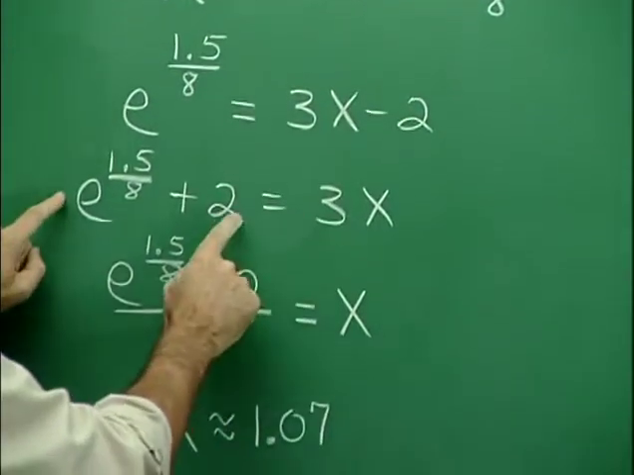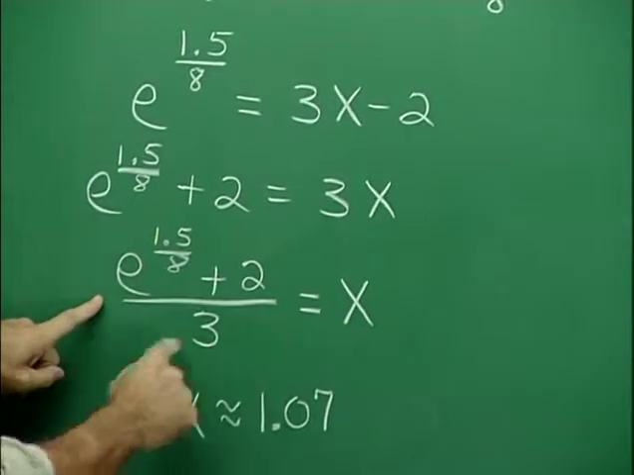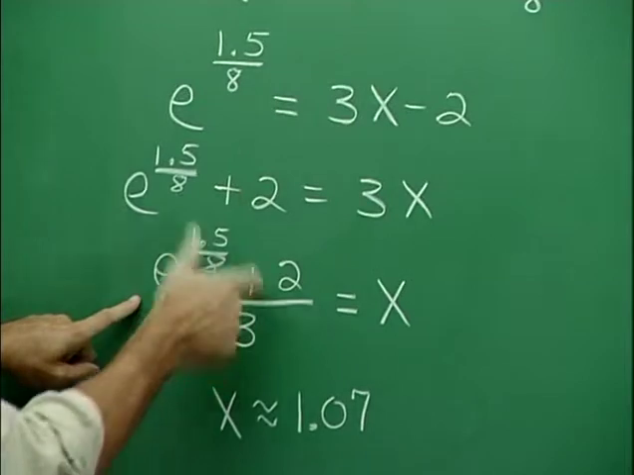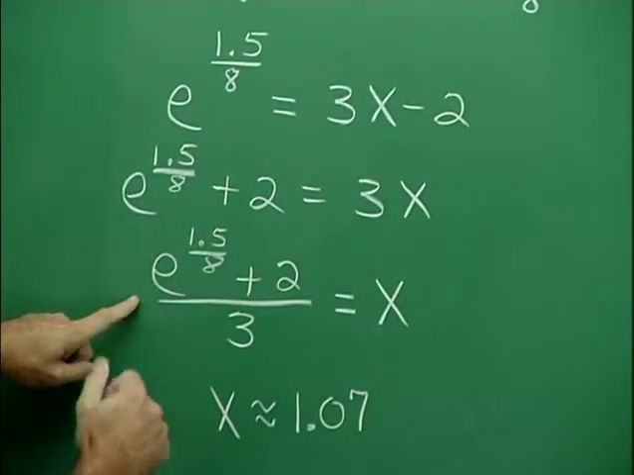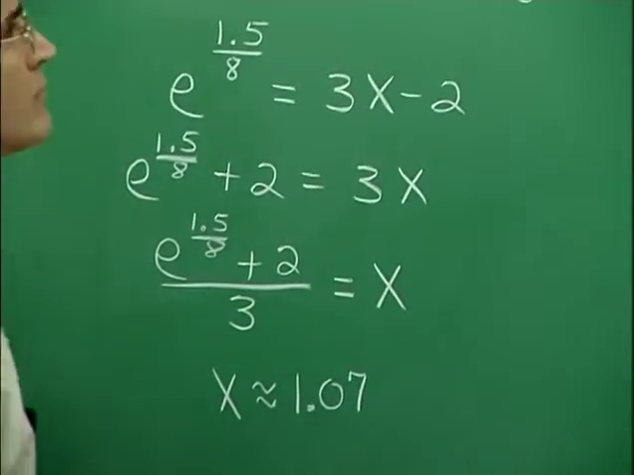We'll add 2 on both sides to give us this. We'll divide on both sides by 3. And now we need to enter this fraction into the calculator, and that becomes a greater challenge than any of the other parts, possibly. At any rate, we find x to be approximately 1.07.